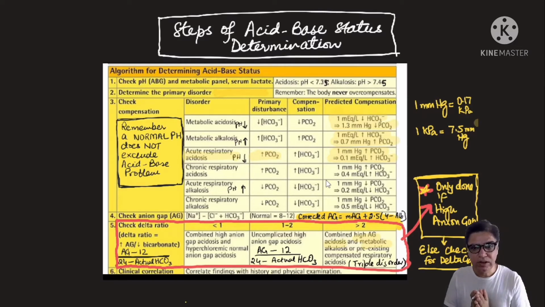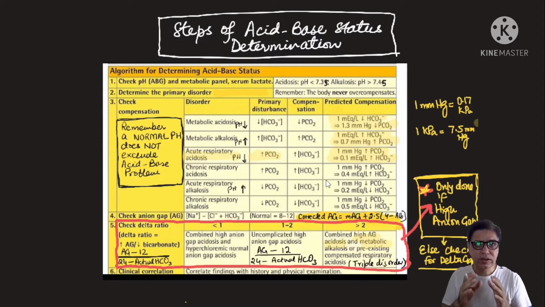So there's a formula in which you have to correct your anion gap: the corrected anion gap equals the measured anion gap plus 2.5 times (4 minus the serum albumin level). That would give you the corrected anion gap, because in certain conditions you might think that the anion gap is normal, but when you correct it for serum albumin levels, you will see that it's actually a high anion gap. So especially when albumin levels are low, it's very important to correct for the decrease in serum albumin.